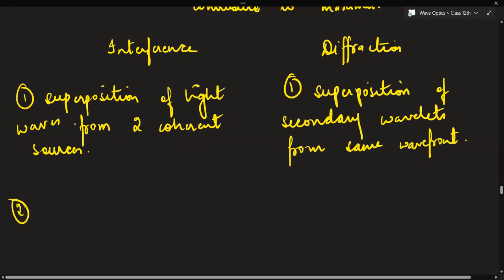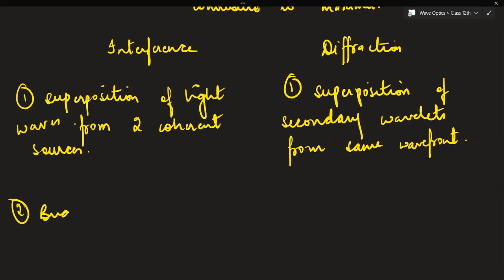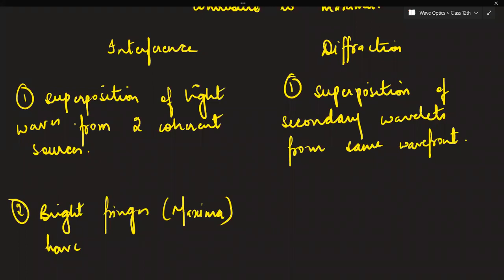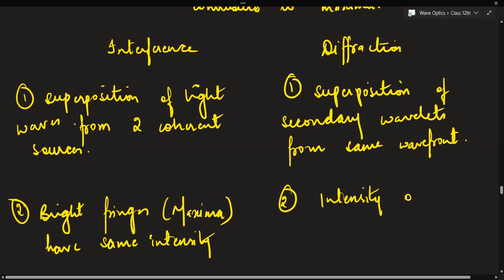Second thing is that bright fringes have same intensity. All the bright fringes or maximum one, they have the same intensity. So you can say bright fringes or maxima term you can use have same intensity, because obviously dark is dark. Dark's intensity does not decrease because dark means absence of light. So intensity will be observed for the bright fringes only. So that's why bright only. Here intensity decreases. Intensity of maxima decreases.